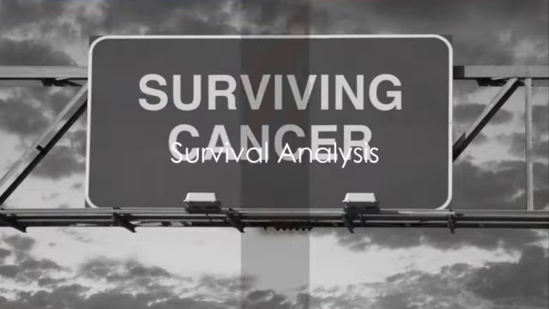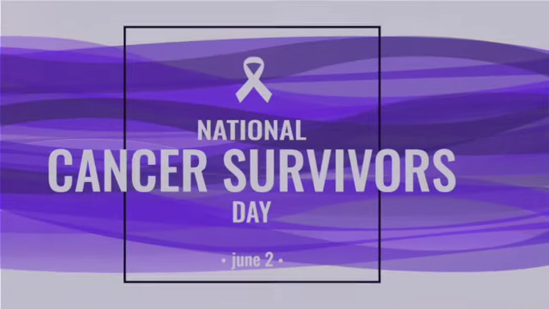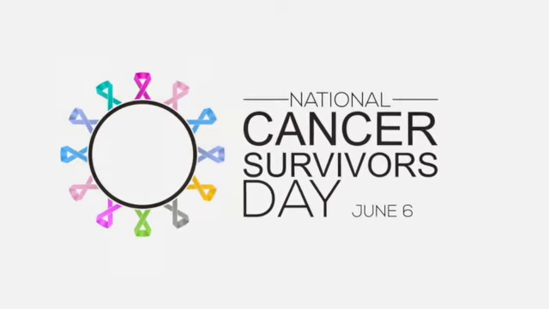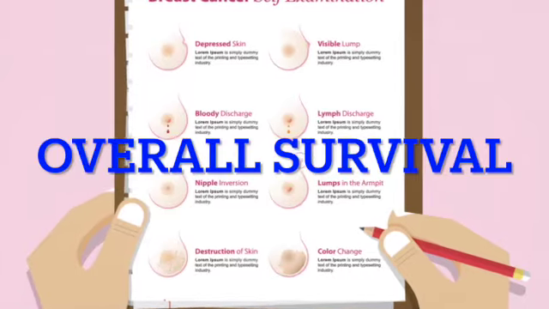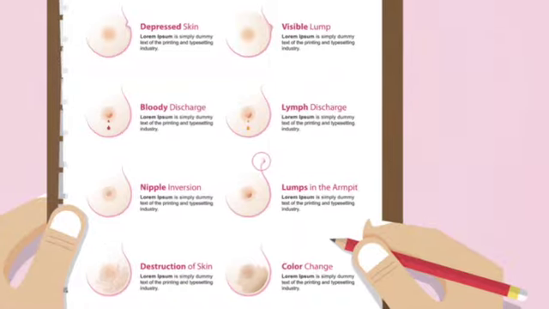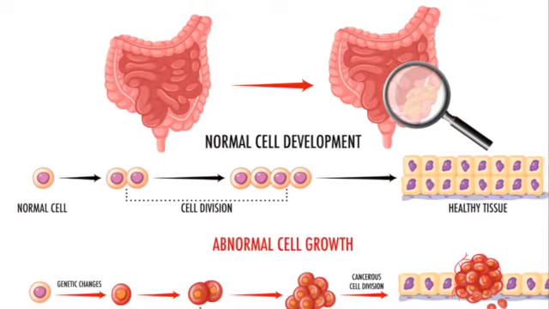Survival analysis helps us understand the prognosis of cancer patients. Overall survival, or OS, is the time from diagnosis to death, from any cause. Relative survival compares patient survival to that of a cancer-free population.